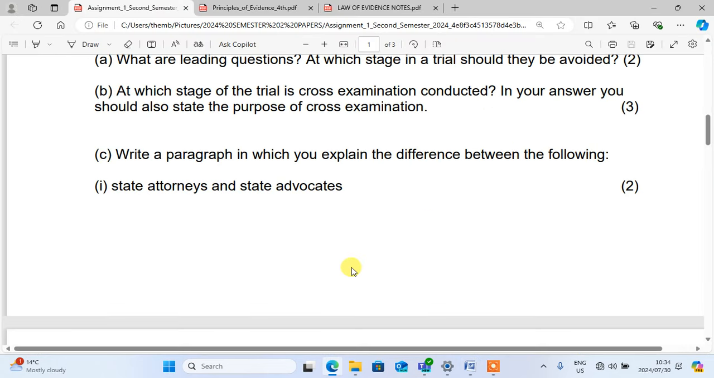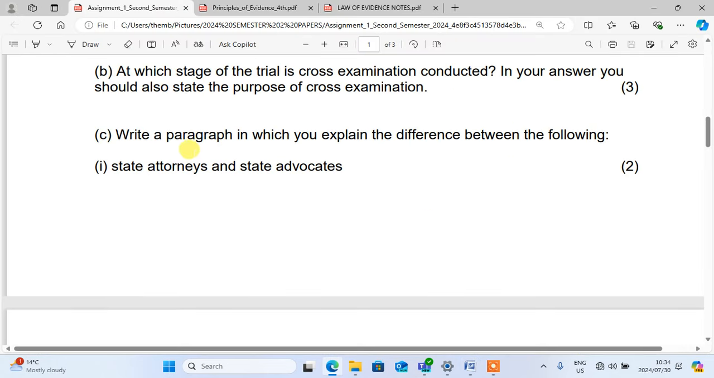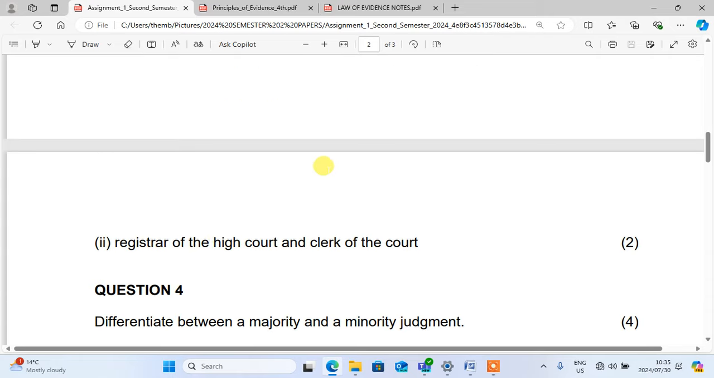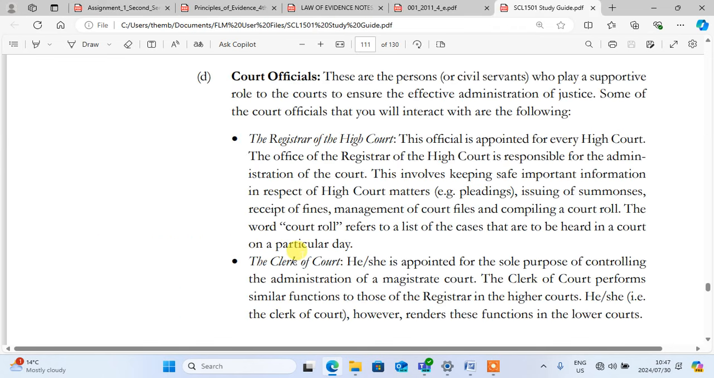And then we are moving forward to write a paragraph in which you explain the difference between the following: state attorneys and state advocates. And then we are going to talk about the register of the High Court and the clerk of the court. This one is easier, the register and the High Court.